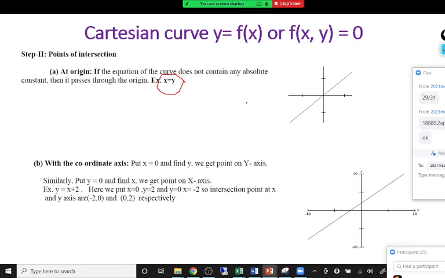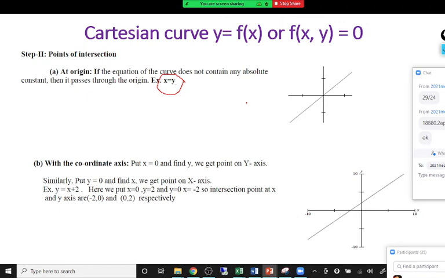There are a number of points: symmetry, point of intersection, then asymptotes, tangents, region of absence. These are the points you have to decide, and then you have to draw the curve. That is not a part of our syllabus. So I'm just giving you the hint of which part we require, or which curves you have to remember.